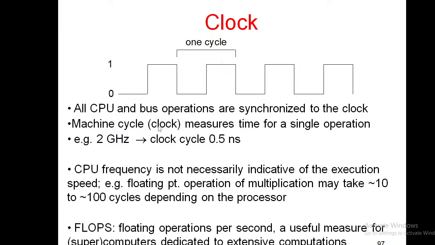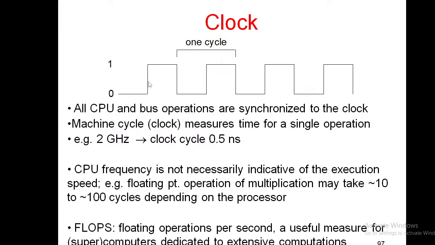When we buy a PC or laptop, the clock rate, or processor speed, is basically the clock signal rate. Depending on whether it is 2 gigahertz or 4 gigahertz, the clock cycle will change. The machine cycle measures the time for a single operation. If you write a code, multiple operations are there, and the clock cycle is used for measuring the time to perform a single operation.